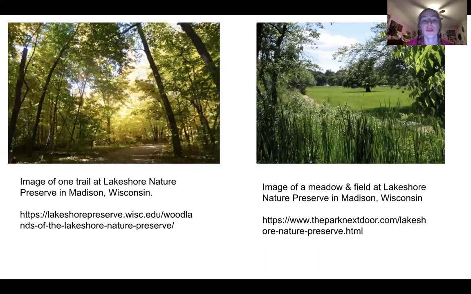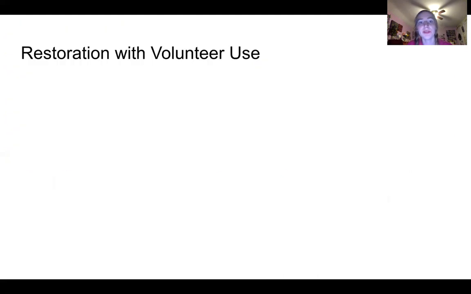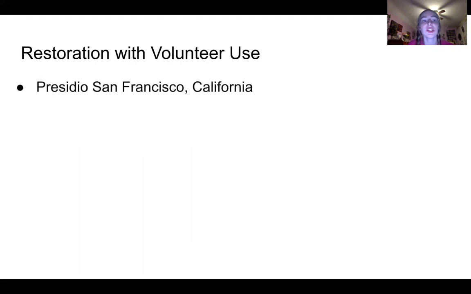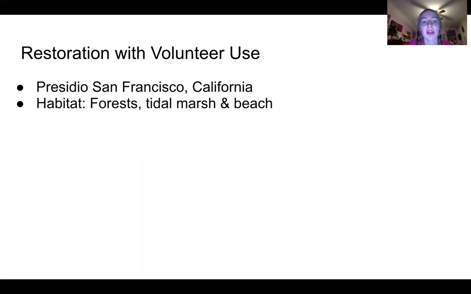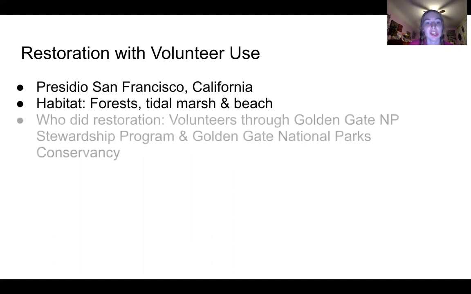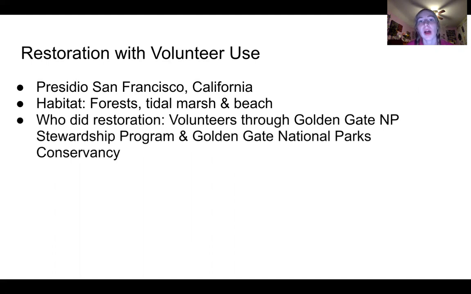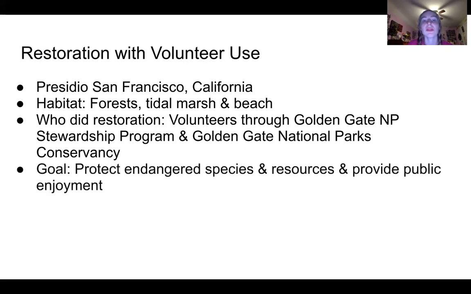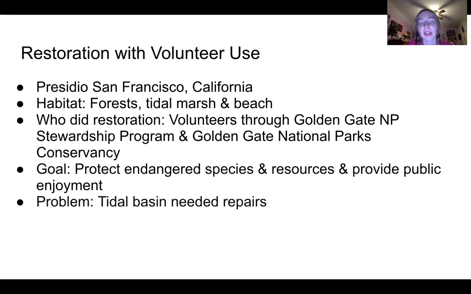Here's an image of one of the trails at the preserve, as well as a kind of meadow going into a field. A restoration with volunteer use is the Presidio in San Francisco, California. It is a very diverse habitat of forests, tidal marsh, and beaches. Volunteers did this restoration through the Golden Gate National Park Stewardship Program and the Golden Gate National Parks Conservancy. They wanted to protect endangered species and resources and provide public enjoyment at the same time. They had to fix the tidal basin because it had a lot of repairs needed and issues.